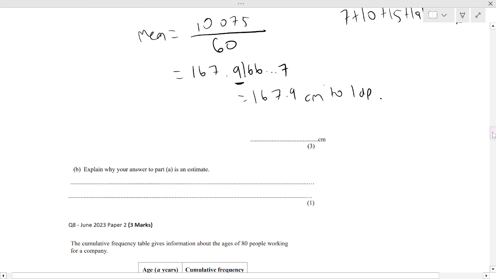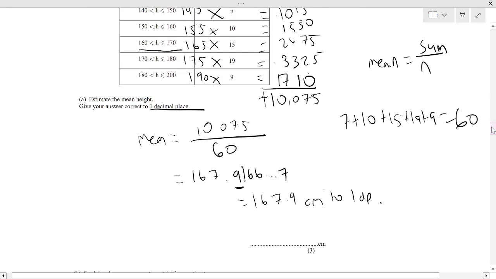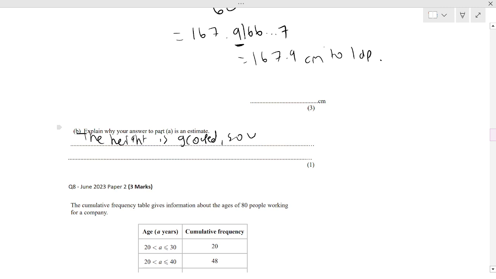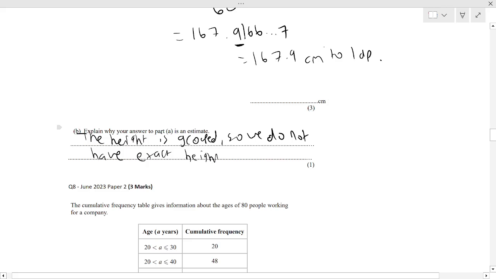Anyway, then it says explain why it's an estimate. Well, the whole idea, and you should note it, it will always say estimate the mean. It's because, like we just discussed, we have to take the midpoint because we have no actual definite number. Because the data is grouped, and that's going to be our reasoning. The height is grouped, so we do not have exact numbers, or exact heights I should say, to calculate the mean.